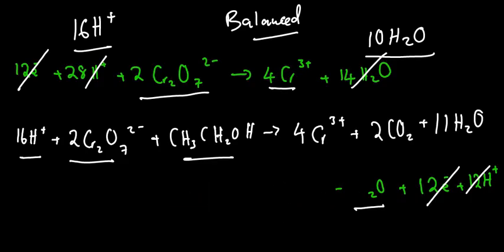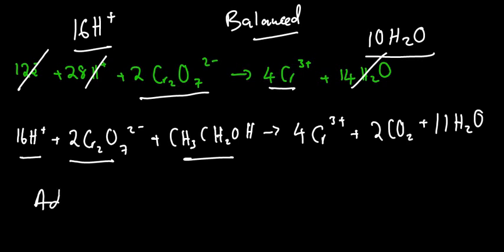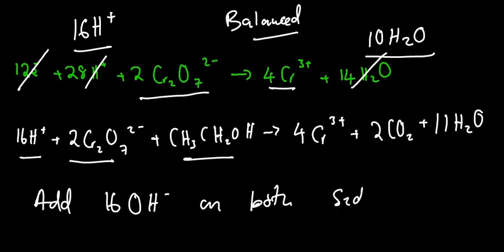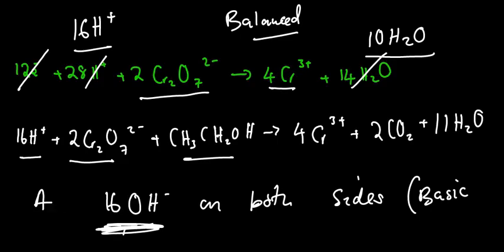So you have produced 16 hydrogen ions, right? That's what you've produced in this acidic media. So we're going to add an equivalent number to this. So this has 16. So we're going to add 16 OH minus on both sides. That's how we balance in basic. If we want to balance in a basic media, we carry out all the steps in acidic. Then when it's balanced, we add an equivalent number of hydroxide ions to the hydrogen ions. So we are going to add this on both sides.